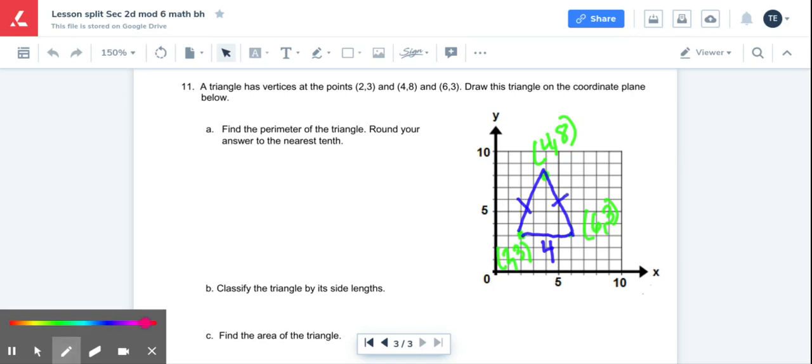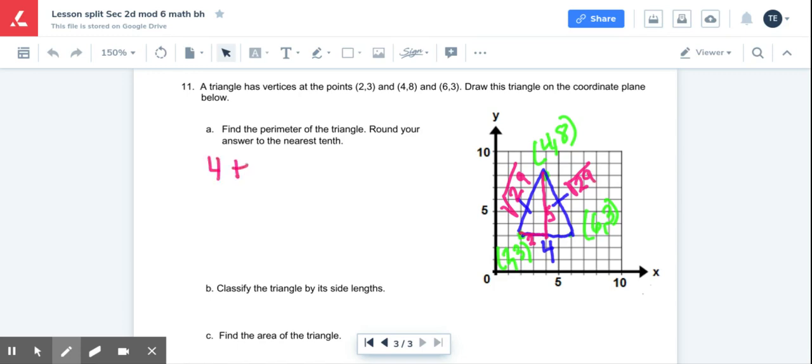So here I pay attention. It's going over 2 and up 5. So then I think 2 squared plus 5 squared. That's 4 plus 25. So this is the square root of 29. And it's isosceles. So the other one is also the square root of 29. So for my perimeter, I've got to add my sides. I have 4 plus 2 square root of 29. Because I had square root of 29 and a square root of 29.